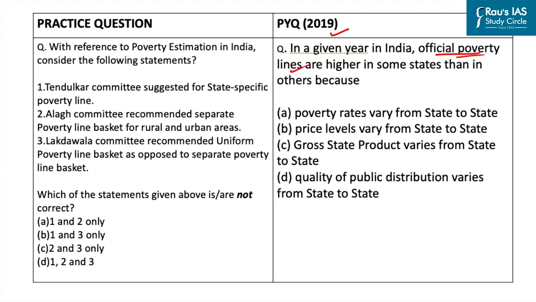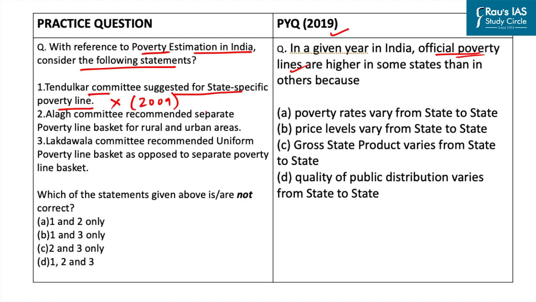A practice question in this regard says, with reference to poverty estimation in India, consider the following statements. The first statement here is: Tendulkar Committee suggested a state-specific poverty line. Now this statement is incorrect, as the Suresh Tendulkar Committee, which was constituted in 2009 to review the methodology for poverty estimation, recommended a uniform poverty line basket. Tendulkar Committee computed a new poverty line for rural and urban areas of each state, which is based on a uniform poverty line basket.